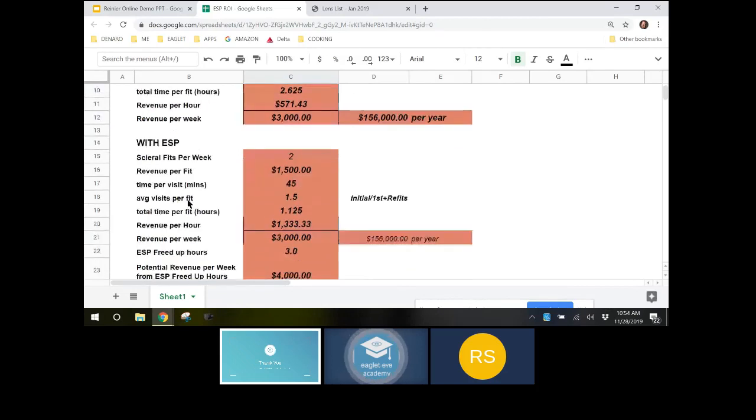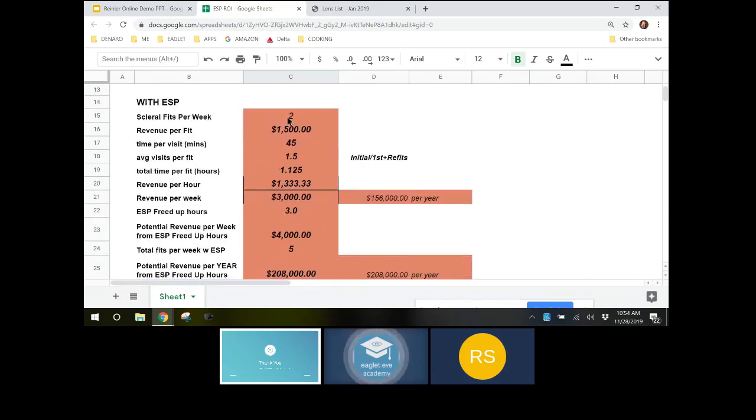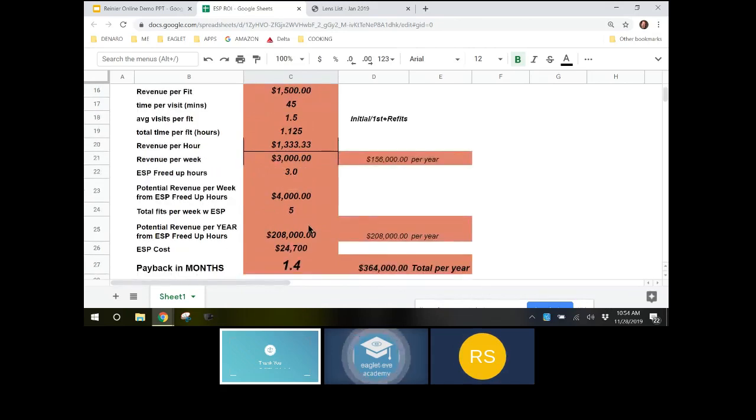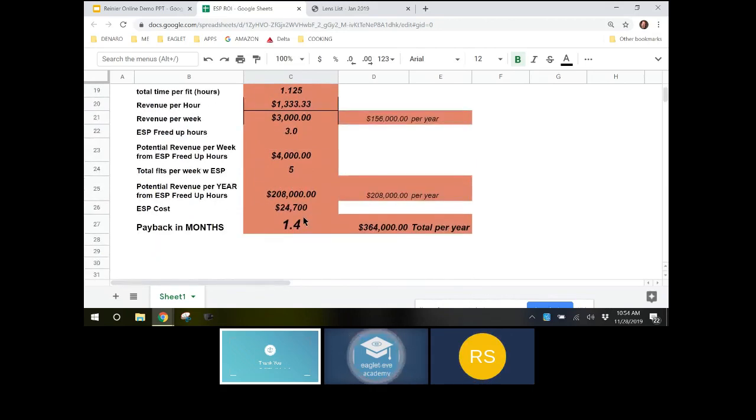Now, if you have an ESP, you're still going to fit 2 patients, but you're only going to take 1.5 visits per patient, which means your total time per fit drops to a little over an hour. Your revenue remains the same, 2 patients, same revenue, but you can use the three freed up hours to fit more patients. That's going to add $4,000 per week to your revenue.